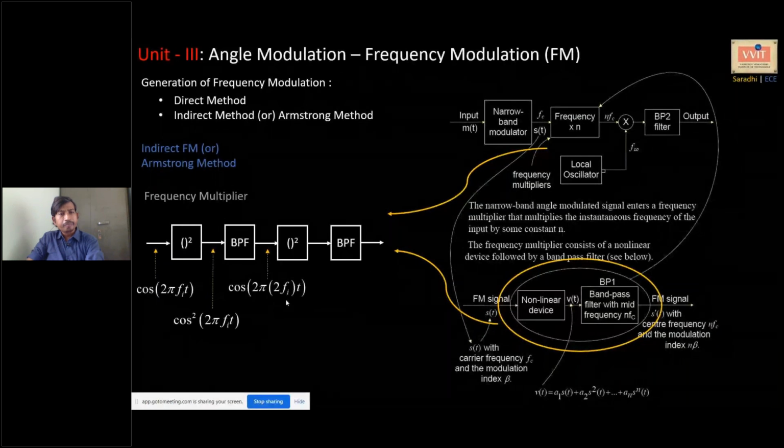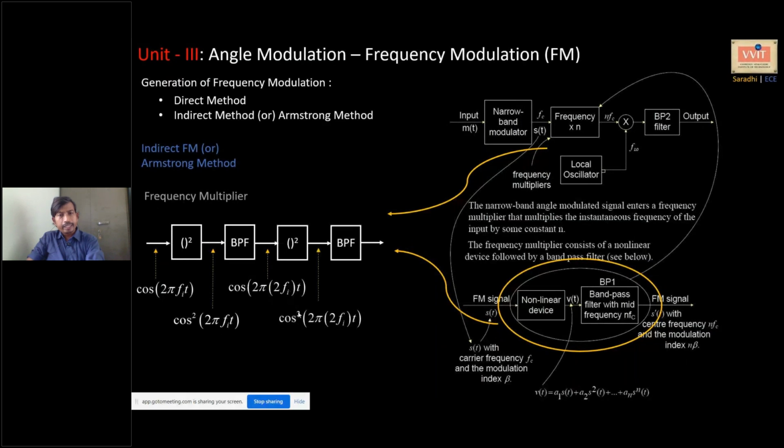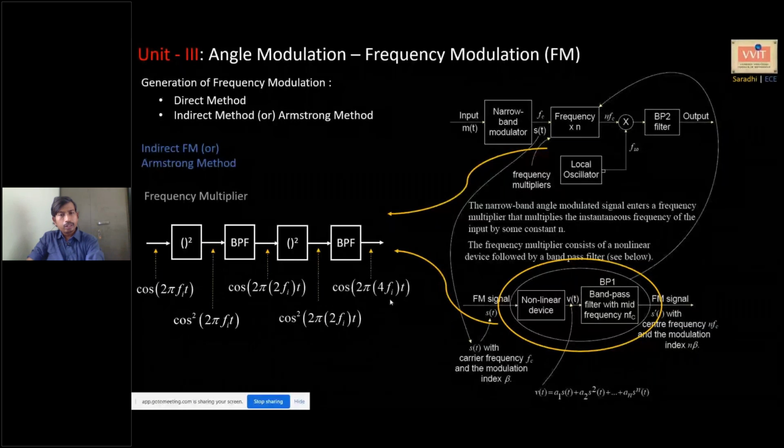So what has happened? Because of these two blocks, the square law block and the band pass filter block, your input frequency Fi is multiplied by a factor of 2, right? Now you are having one more such block. What happens now? This will be converted into cos square again. When it is passed through the band pass filter, that will be turned into 4 Fi. So this is how the frequency multiplier is working.